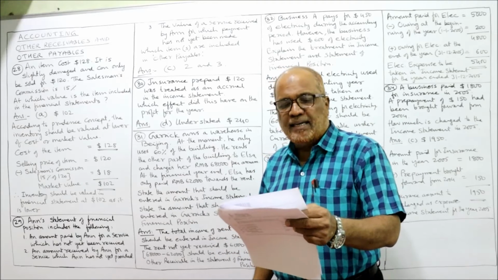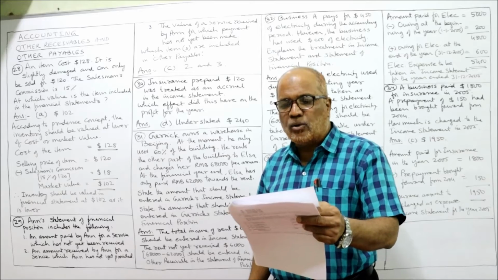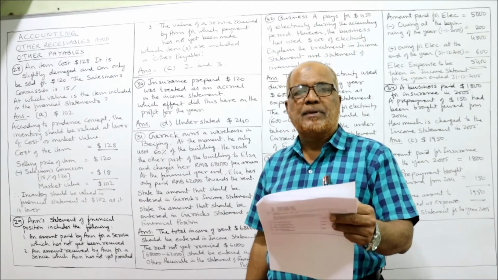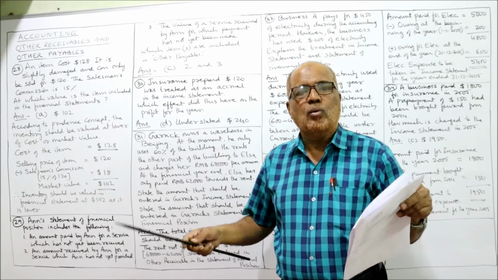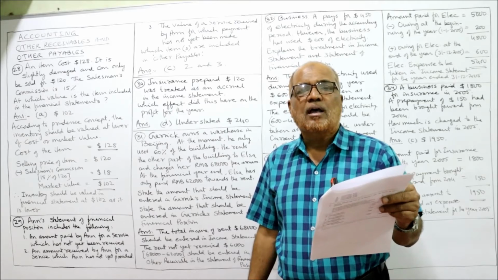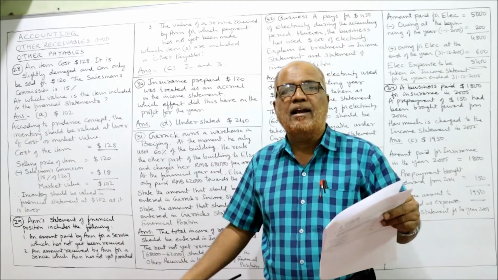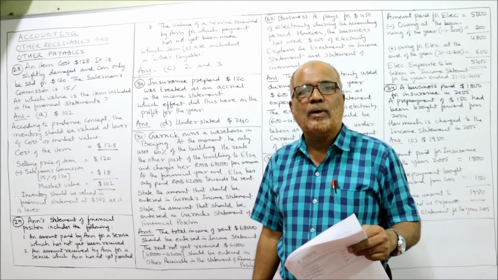Problem number 31. Garrick owns a warehouse in Beijing. At the moment, he only uses 60% of the building. This Garrick is the sole trader. He has a building to run his business, but 60% of the building he uses. The remaining 40% of the building is idle. So why keep it idle? We can let it out on rent to a tenant.